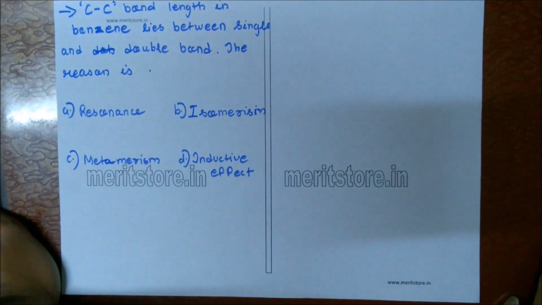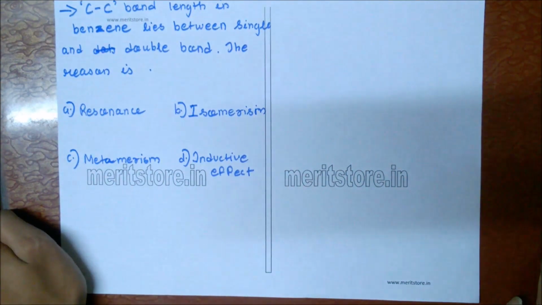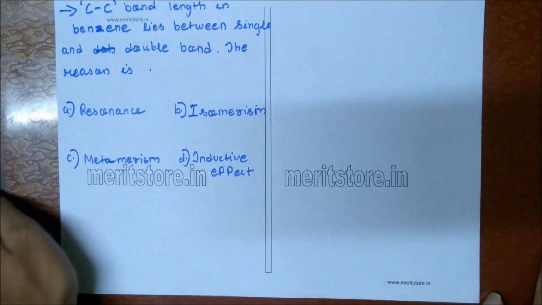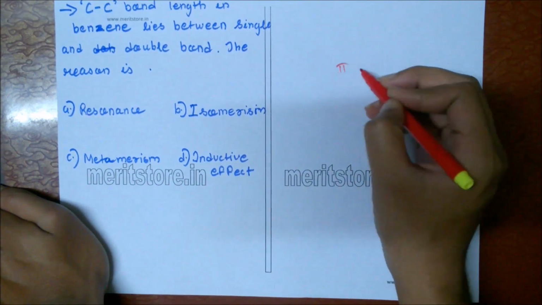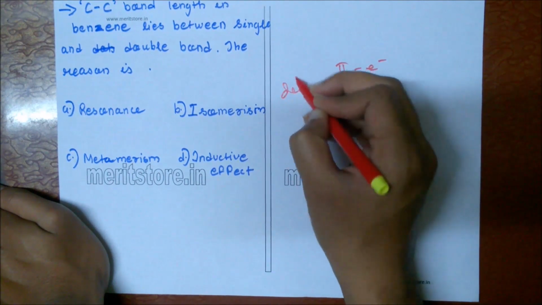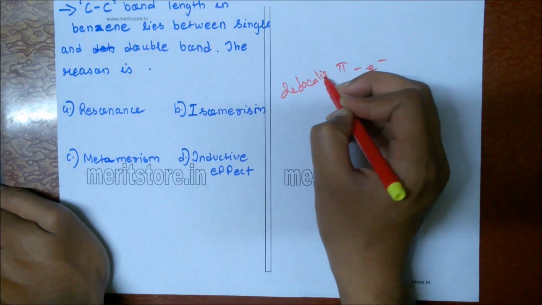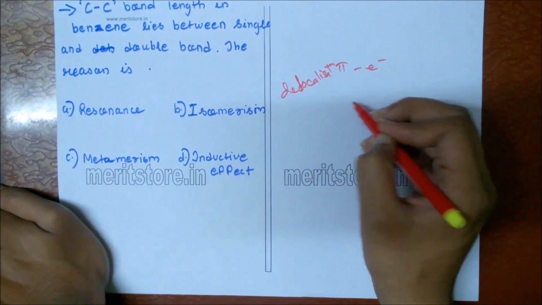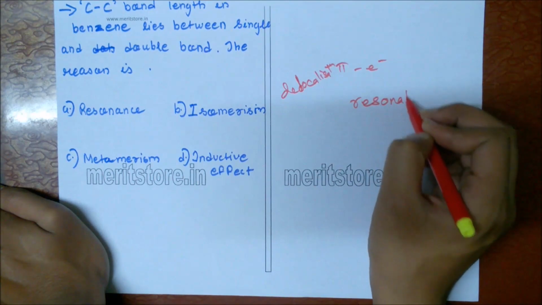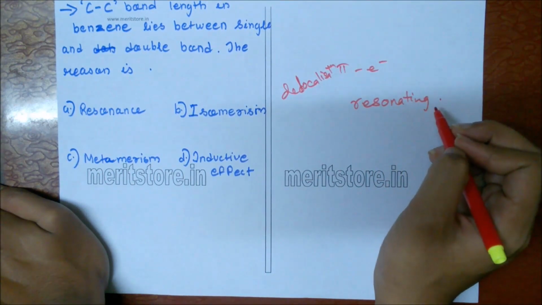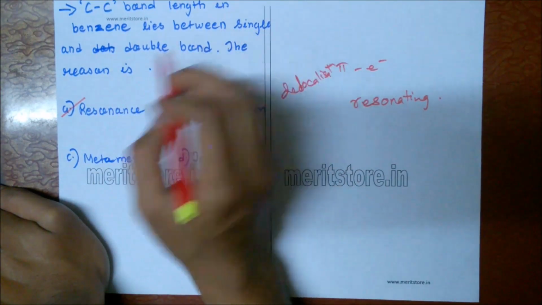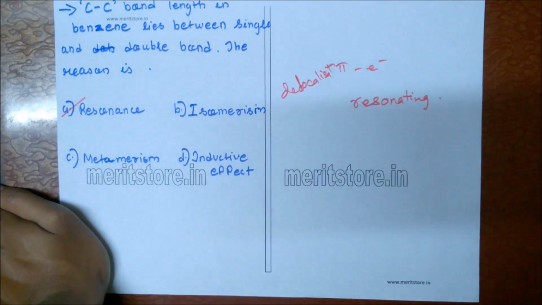Carbon-carbon bond length in benzene lies between single and double bond. The reason is: A, resonance; B, isomerism; C, metamerism; D, inductive effect. Due to delocalization of pi electrons, benzene has resonating structure. So option A is the correct answer, and the bond length and the bond strength are between single and double bond.